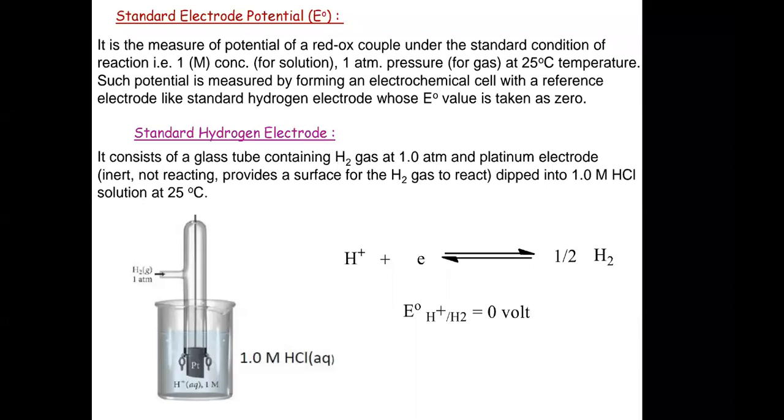What is the half cell reaction of the hydrogen electrode? H plus takes 1 electron forming hydrogen gas. This is the reaction of the hydrogen electrode. According to the international convention, the E0 value, the standard electrode potential of the hydrogen electrode, is 0 volt.